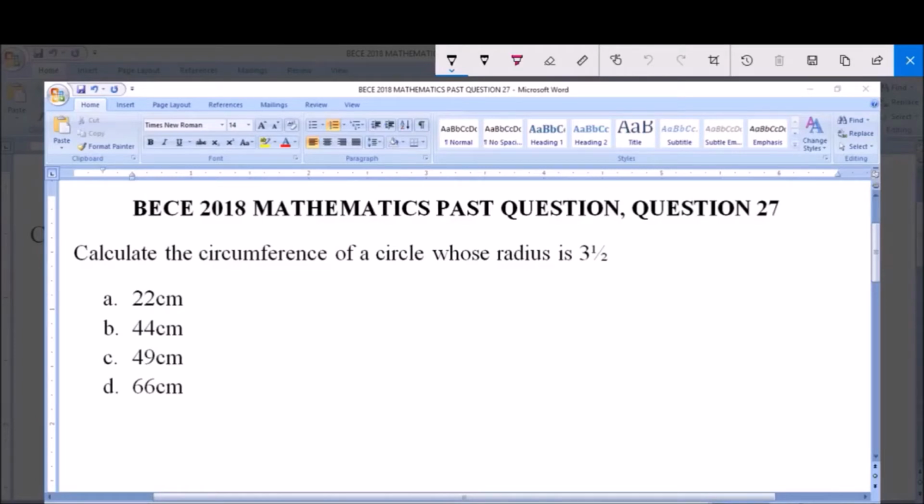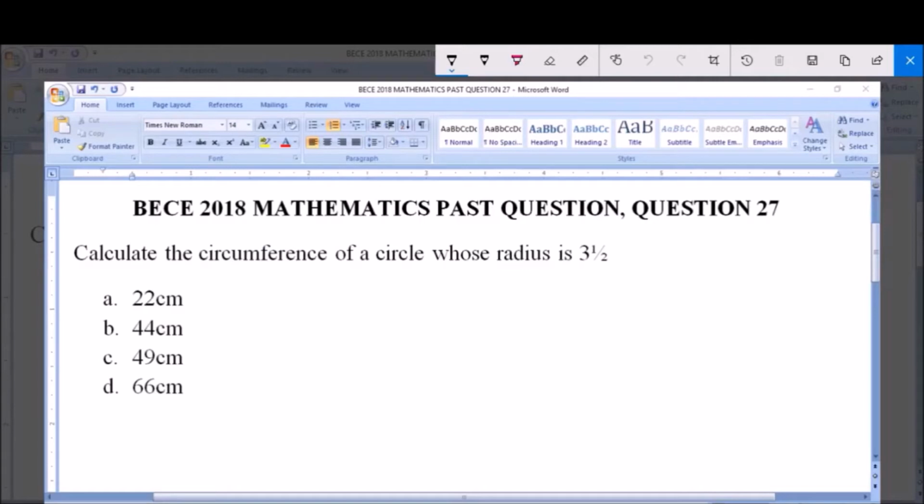Today we're going to be dealing with Bece 2018 Mathematics Past Question, question 27. Calculate the circumference of a circle whose radius is 3.5. A 22 centimeter, B 44 centimeter, C 49 centimeter, and D 66 centimeter.